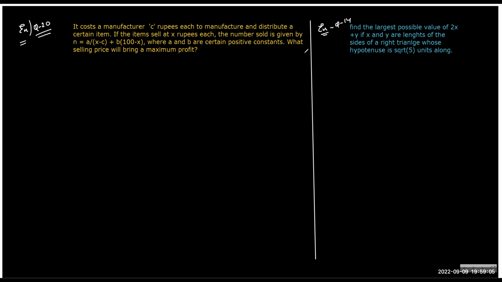Okay, shall I interrupt now? If it costs a manufacturer C rupees to manufacture and distribute a certain item, what is the CP per item? And what is the selling price? X. And what is the number of items sold? N.